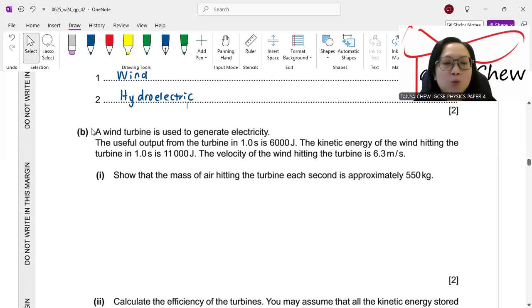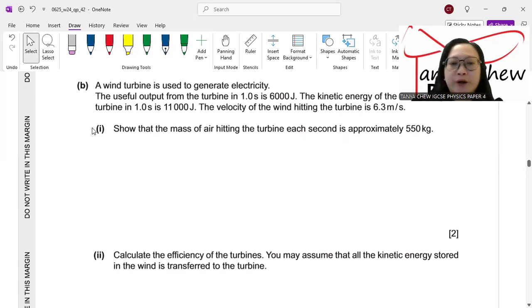Now, B, a wind turbine is used to generate electricity. The useful output from the turbine in 1 second is 6,000 joules. The kinetic energy of the wind hitting the turbine in 1 second is 11,000 joules. Velocity of the wind hitting the turbine is 6.3 meter per second. First part, show that the mass of air hitting the turbine every second is approximately 550 kilograms. How do you show that?